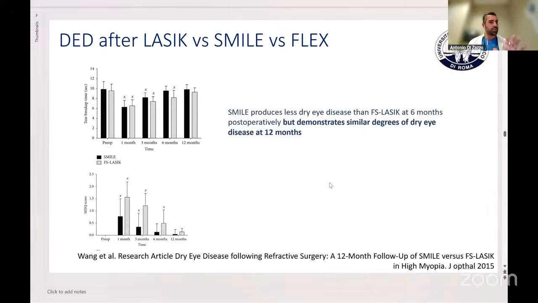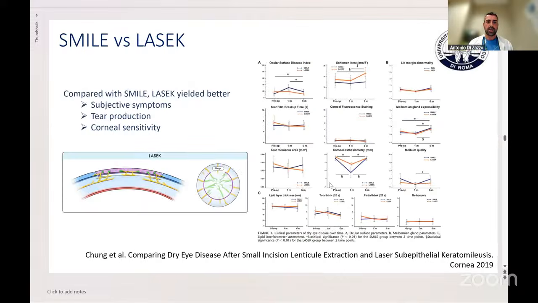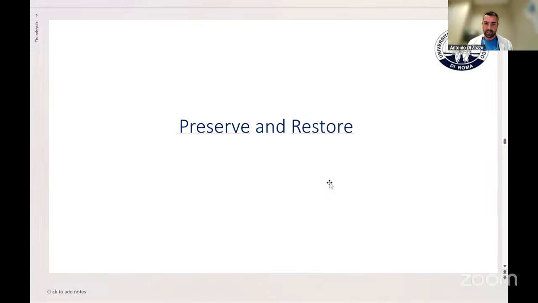So watch out about stromal surgery compared to PRK. PRK is the best choice. Subjective symptoms, tear production, and corneal sensitivity are much better compared to other surgical techniques, particularly SMILE and LASIK.